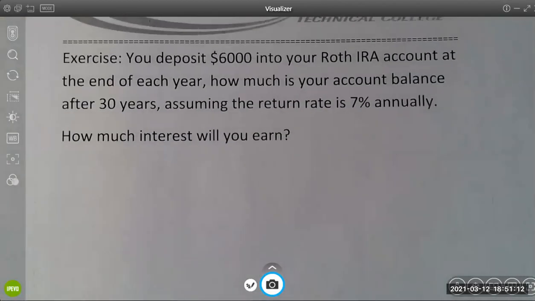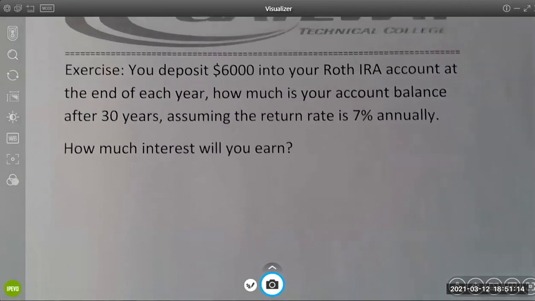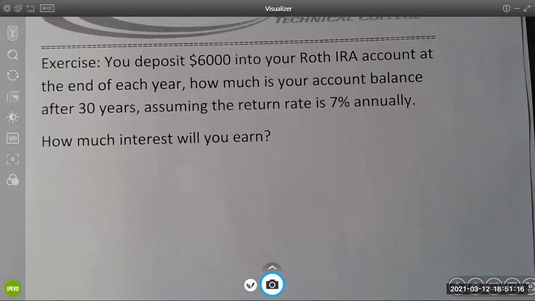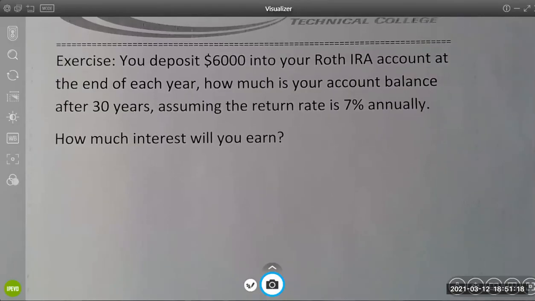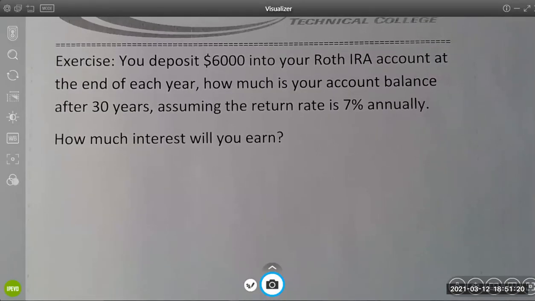Now this is an exercise problem. I do this as an example. Now you deposit 6,000 into your Roth IRA account at the end of each year, say periodically at the end of each year, same time, same amount, right? How much is your account balance after 30 years?